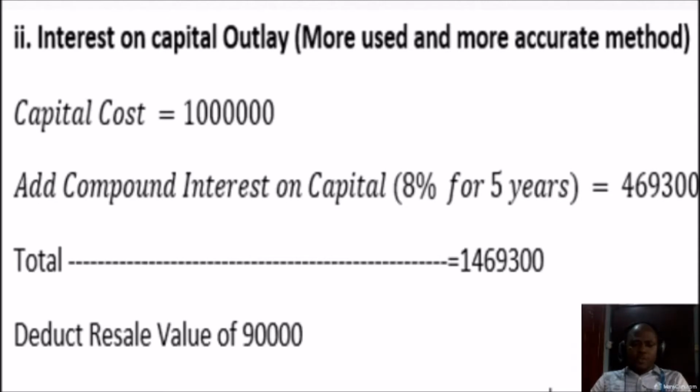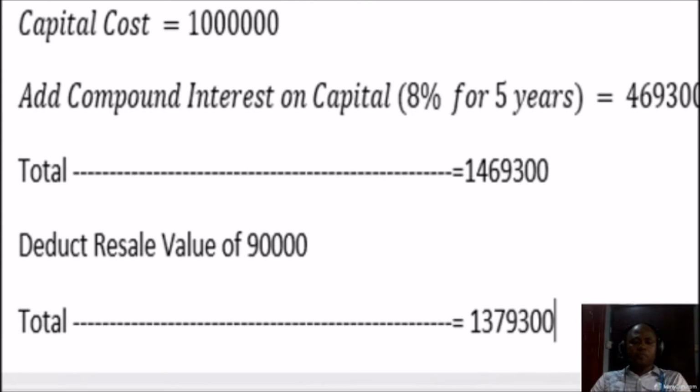When we add this value to the 1 million, it will give us 1,469,300. That is the total amount we get by adding the capital cost to the compound interest. Next, we deduct the scrap or resale value from this, and we obtain a total of 1,379,300.